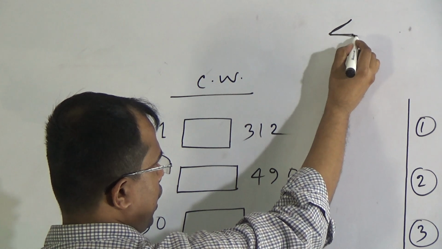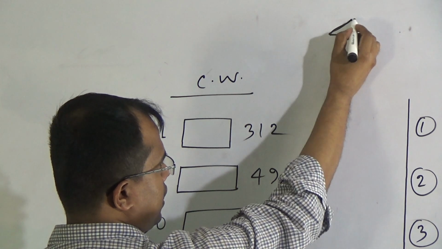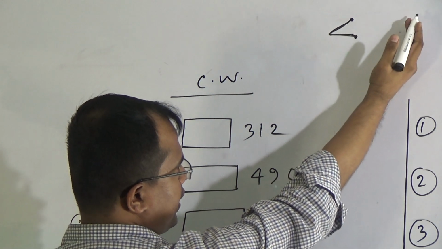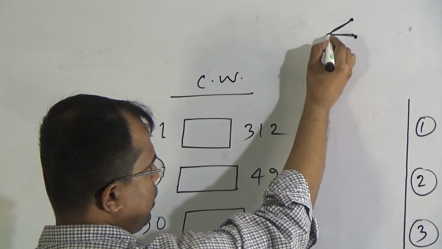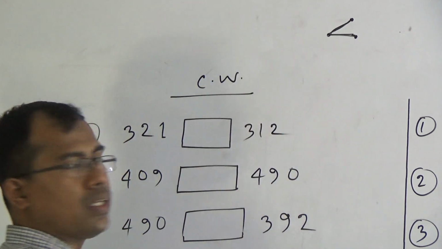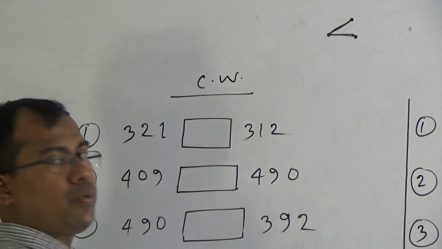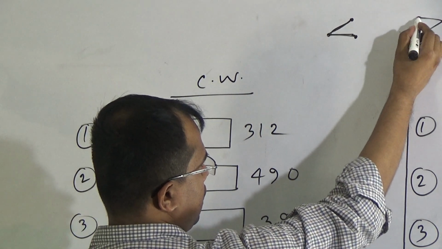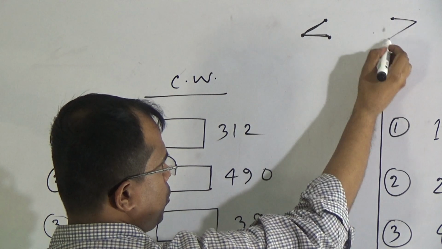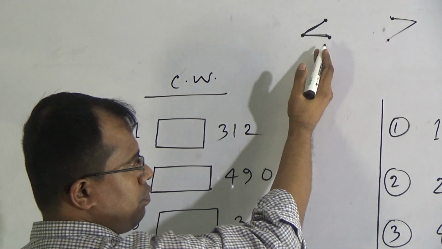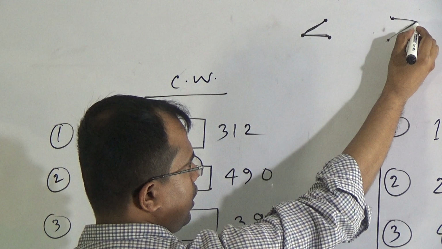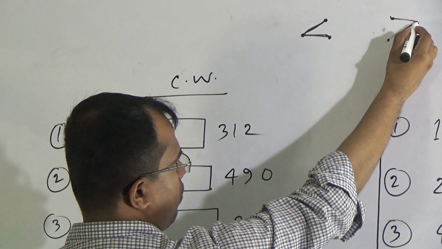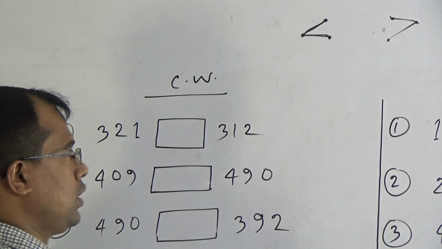Dear students, here 2 points exist in this side. In the right side 2 points exist, so the number of the right side will be greater, and in the left side 1 point exists, that means the number of the left side will be smaller. Again, in the case of this symbol, in the left side 2 dots exist, so the number of the left side will be greater, and in the right side only 1 dot exists, so the number of the right side will be smaller.